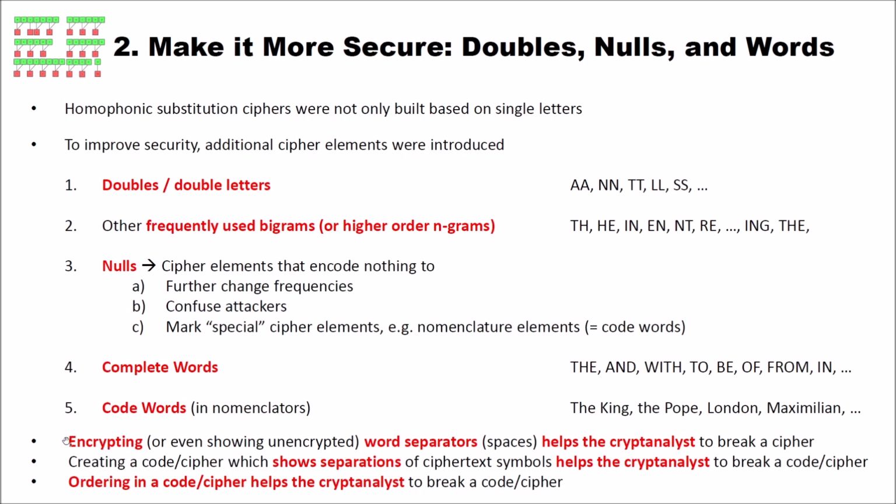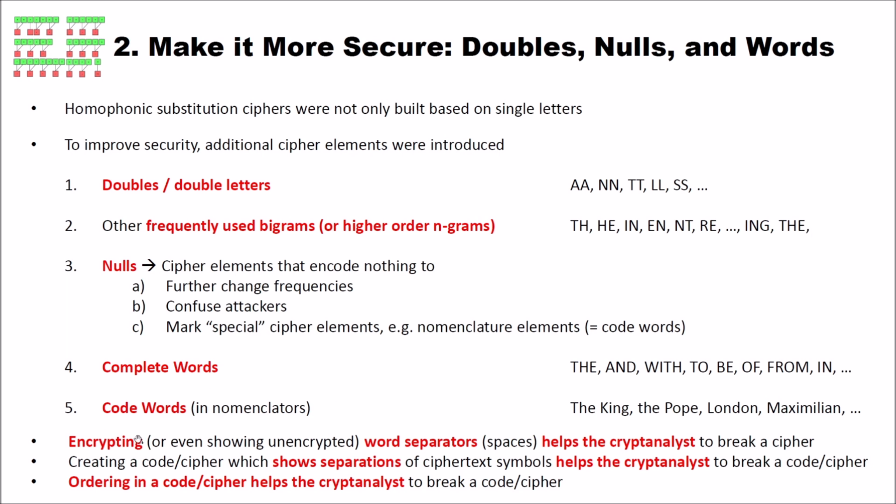And three additional pieces of advice when you create your own homophonic substitution cipher, and what they also did in history. For instance, encrypting or even showing unencrypted word separators, these are space symbols, helps the cryptanalyst to break a cipher. So when you create your own homophonic substitution cipher, to make it more difficult to analyze or to break, you should not show the spaces, and you should not even introduce ciphertext elements for spaces.